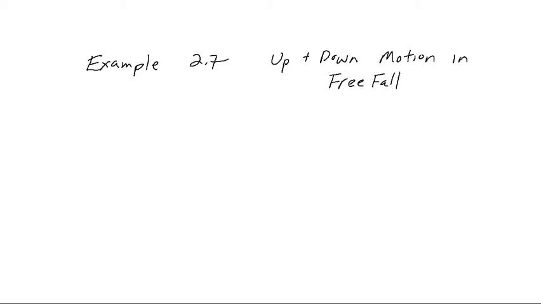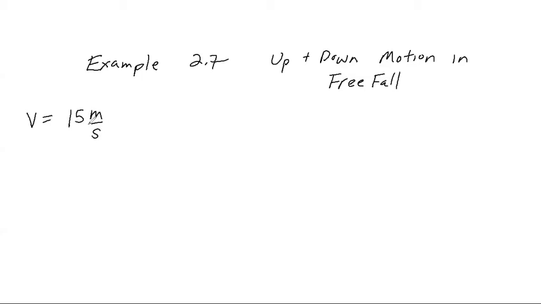So here we go. You throw a ball vertically upward from the roof of a tall building. The ball leaves your hand at a point even with the roof's railing, with an upward speed of 15 meters per second. So we'll call that upward speed positive. So V equals 15 meters per second.